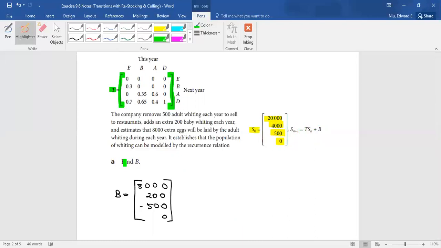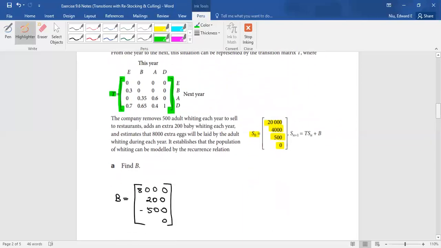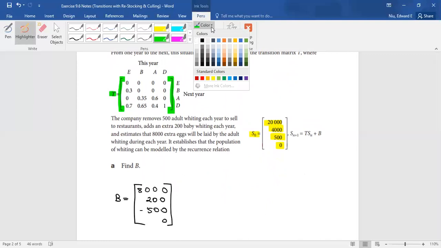If you answered B, the adjustments they make each year, you are spot on. So this is a new one. This is new to 9.6, and this is a part that we're going to create a new color for.